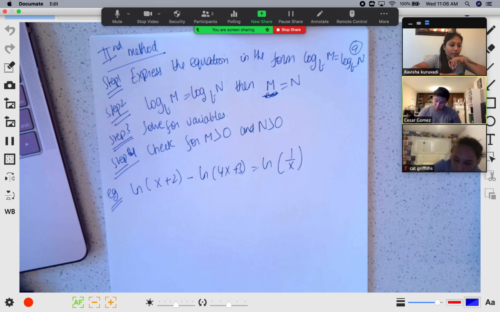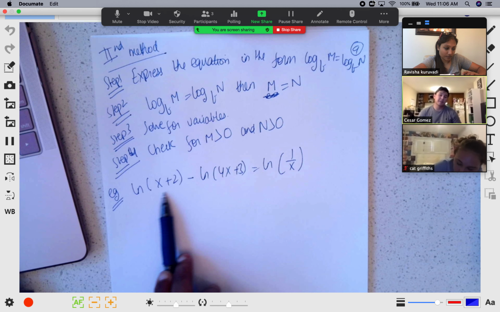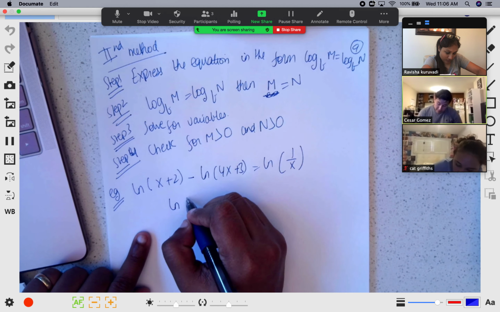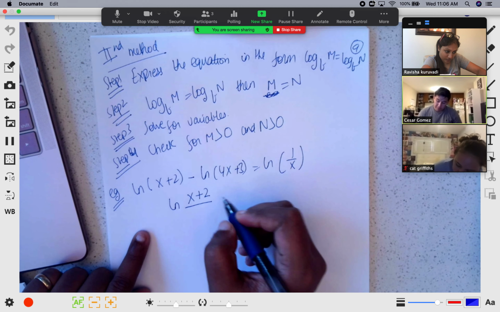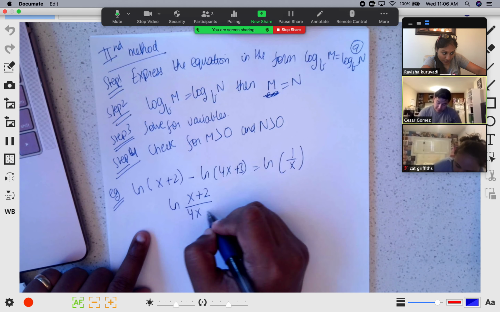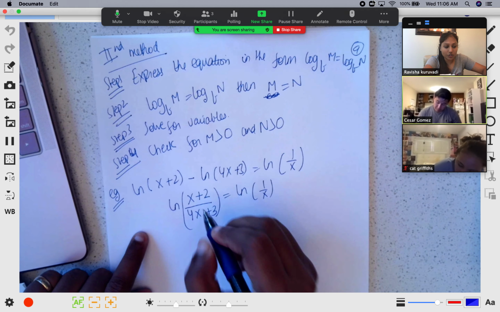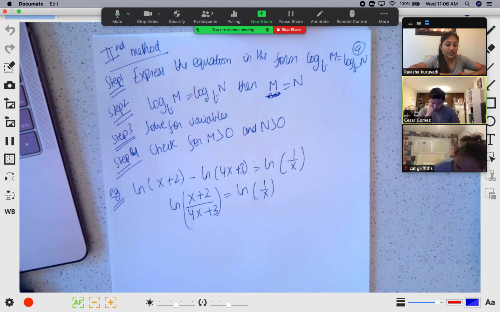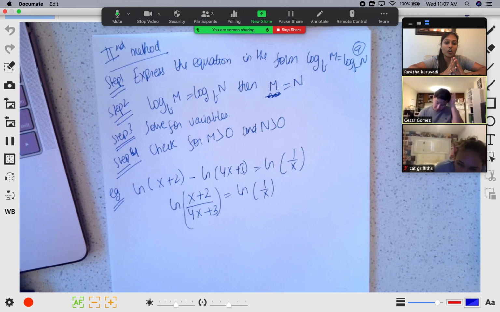Caesar, this side, can I do something and make it into 1 ln? Yes, you can divide them. So ln of x plus 2 over 4x plus 3 is equal to ln of 1 over x. So subtraction changes into division, addition changes into multiplication. You got this thing. Done with the first step. They wanted each log on both sides and we got it.